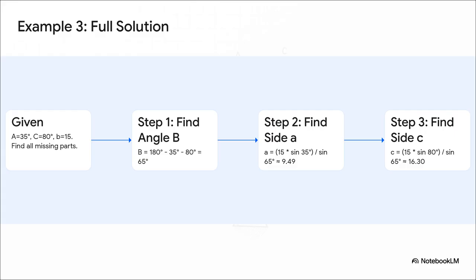Okay, let's put it all together and solve a whole triangle. Find every missing piece. It's another ASA triangle, so what's our very first move? You got it. Find that third angle. Angle B is 180 minus 35 minus 80, which gives us 65 degrees. Now we have our key pair, side B and angle B. And with that one pair, we can find everything else. We set up one proportion to solve for side A, then another one to solve for side C. A couple of quick calculations, and boom, the entire triangle is solved.